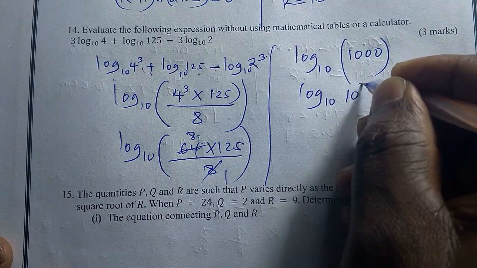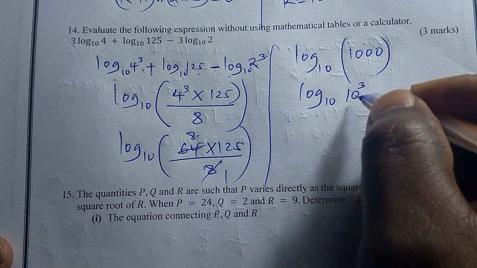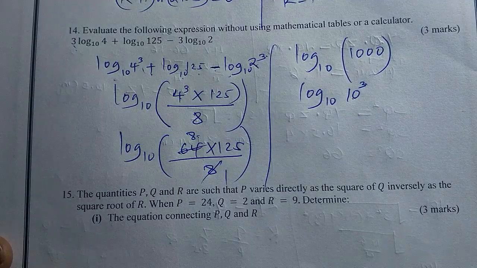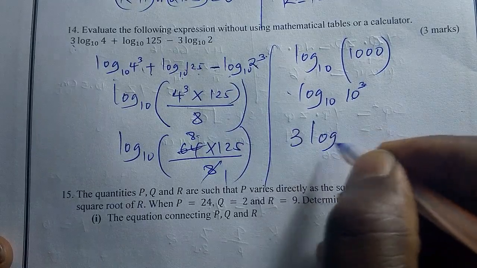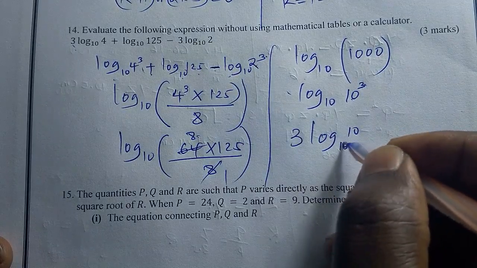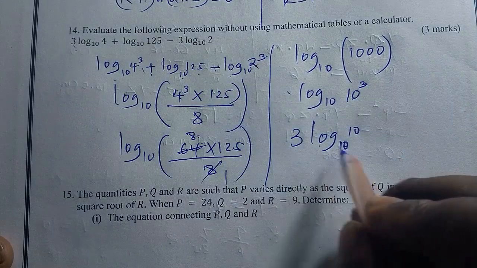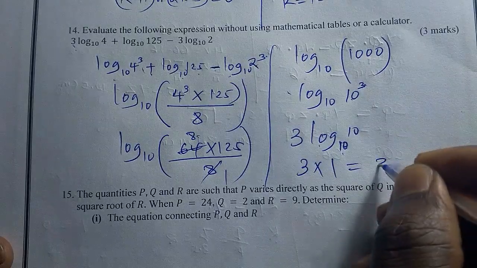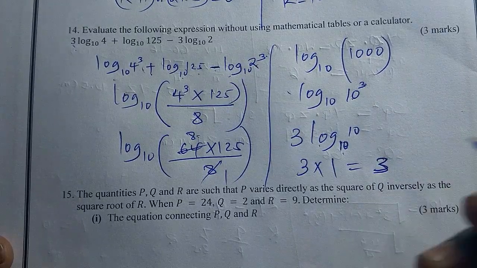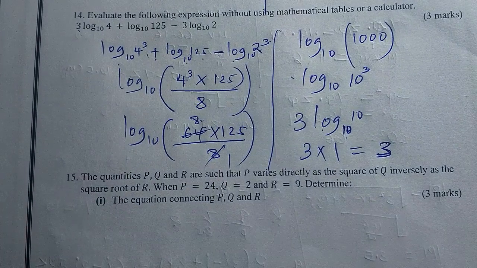We know 1000 is the same as 10 raised to power 3. Bring this power back here, that is 3 log base 10 of 10. So log base 10 of 10, the answer is 1. That is 3 times 1, and the answer is 3. So by so doing, you have solved without using a calculator.